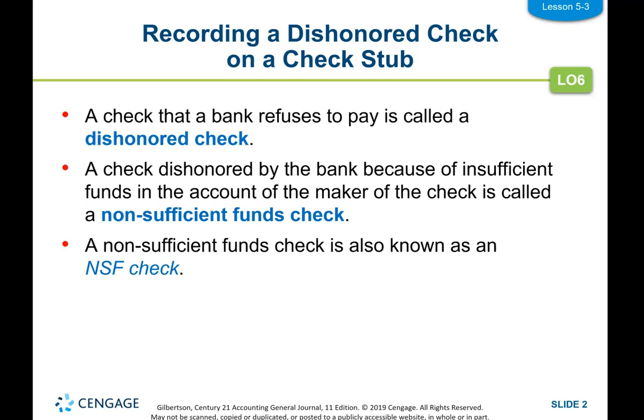A check that a bank refuses to pay is called a dishonored check. A check dishonored by the bank because of insufficient funds in the account of the maker of the check is called a non-sufficient funds check, or NSF check. So when you say bounce the check, that's what you mean. It means that there wasn't enough money in your checking account for the bank to honor that check. In a personal checking situation, oftentimes the bank will honor that check for you. They'll assess you a fine and then charge you a negative balance, and you're unable to do anything else until you've rectified that.